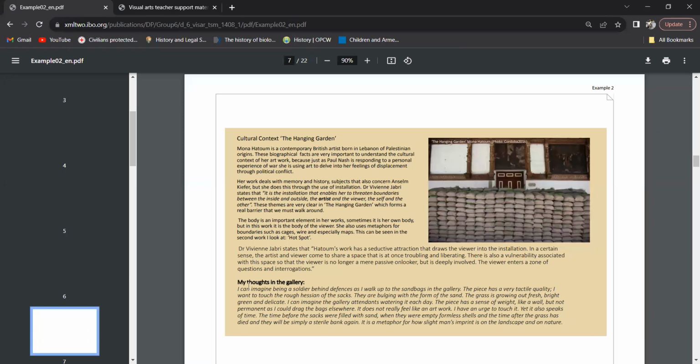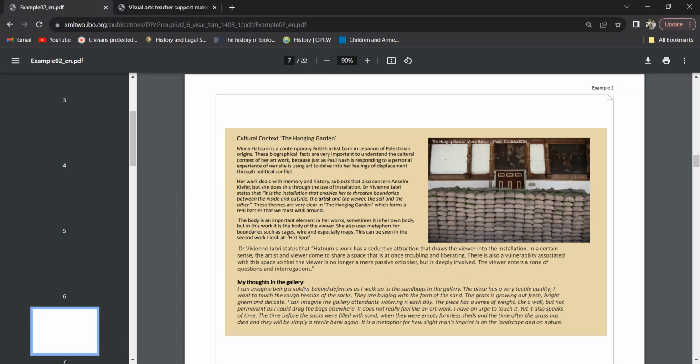We've got the thoughts in the gallery here: "I can imagine being a soldier behind defenses as I walk up to the sandbags in the gallery. It has a very tactile quality. I want to touch the rough hessian of the sacks. They are bulging with the form of the sand. The grass is growing out fresh, bright, green, and delicate. I can imagine the gallery attendants watering it each day. There's a sense of weight, like a wall."